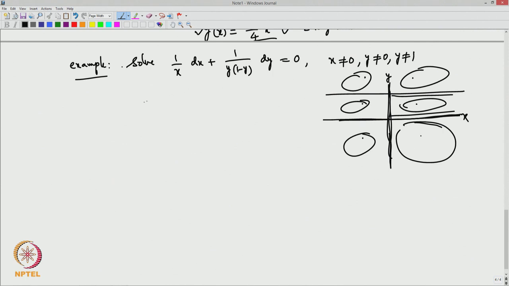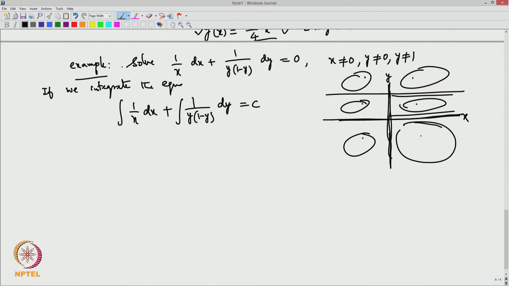So how do we solve this? This is already separated. The variables are separated. So you can simply integrate 1 by x dx plus 1 by y times 1 minus y dy equal to a constant after integration. Okay, if we integrate the equation, this is what we get, where c is an arbitrary constant.